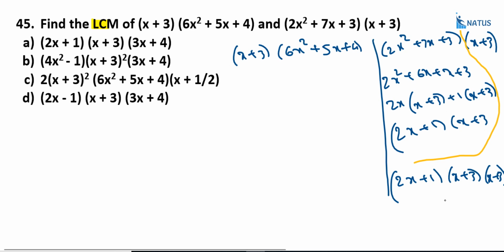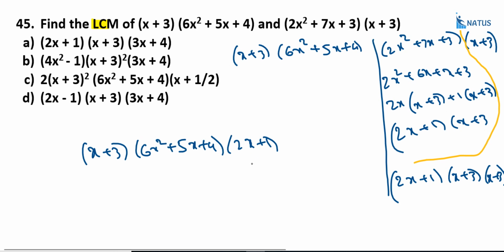Now what we require is the LCM. LCM is nothing but you will take all the bases, or not. What about the base? That is equal to x plus 3 into 6x square plus 5x plus 4 into 2x plus 1, right? And here x plus 3 whole square. So what happened? x plus 3 whole square. What is the answer? 2x plus 1 into x plus 3 into 6x square.